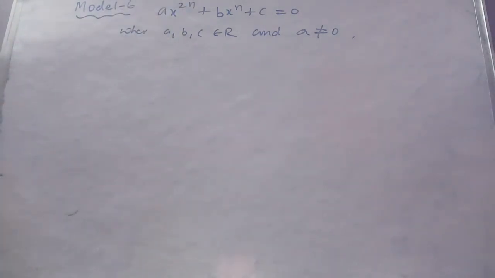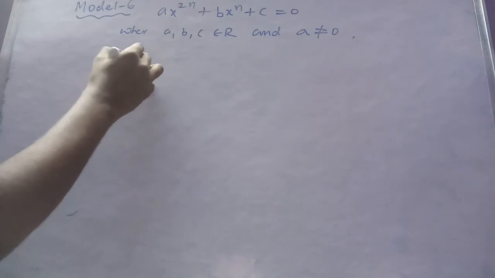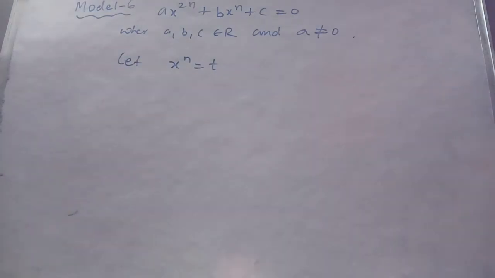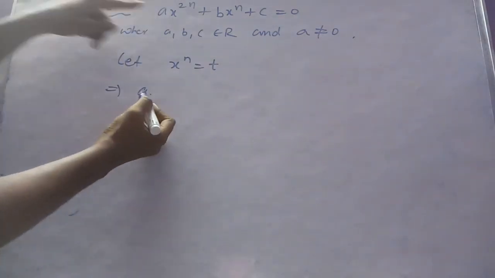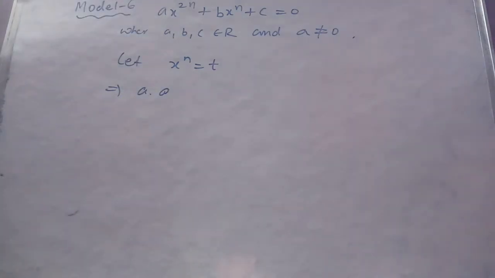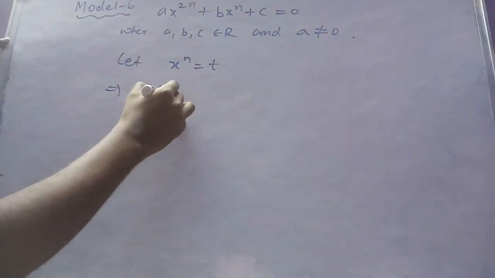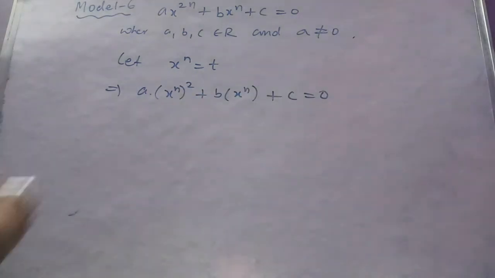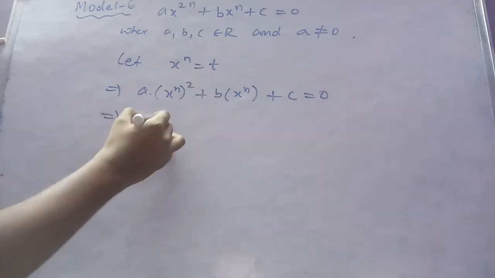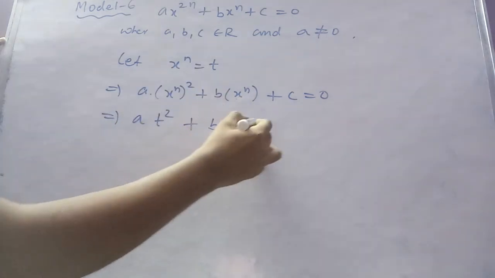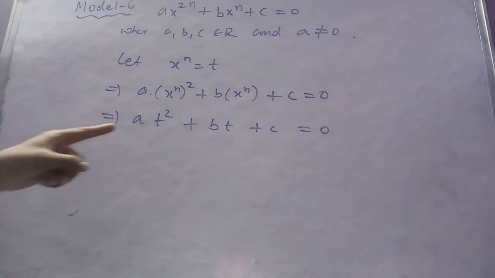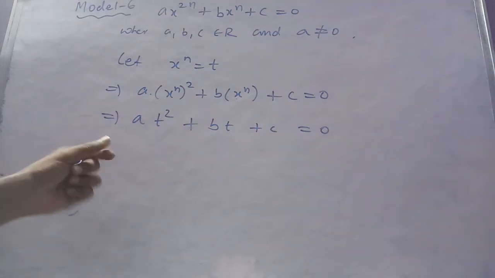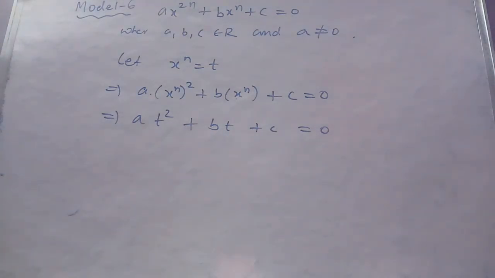Okay. So in these kind of models we will take x power n is equal to t. Then what happens to the equation? It is a into x power n whole square plus b into x power n plus c equal to 0, right? We can take x power n as t. You will get a t square plus b t plus c equal to 0. So this is a quadratic equation in terms of t. You can factorize it and you can find the values of t, right? So let us get into an example, easier example itself to understand this model.